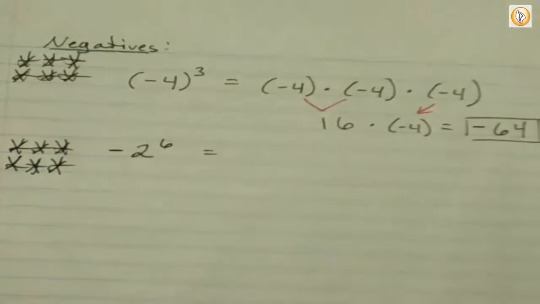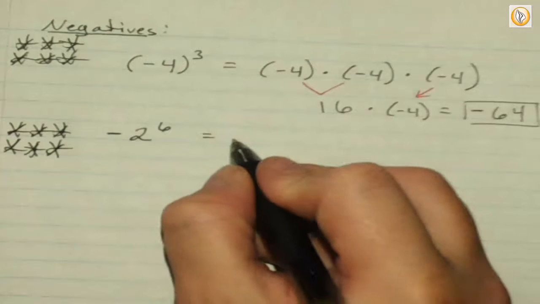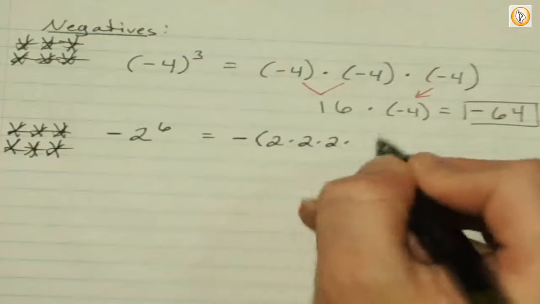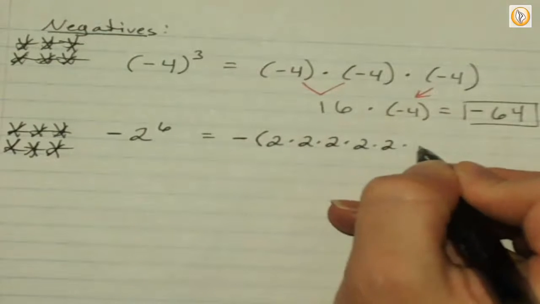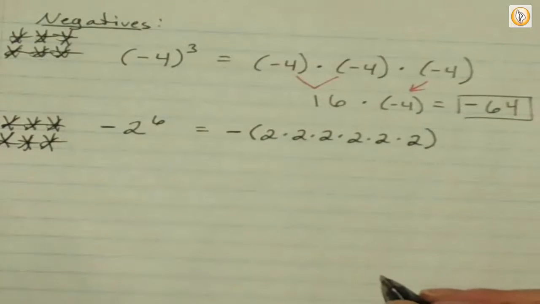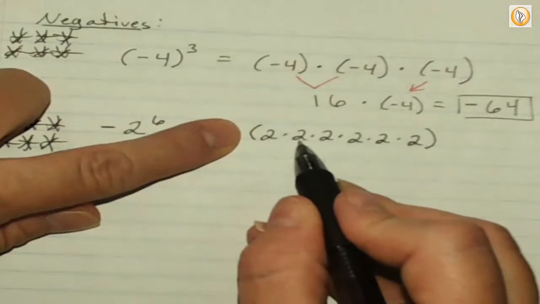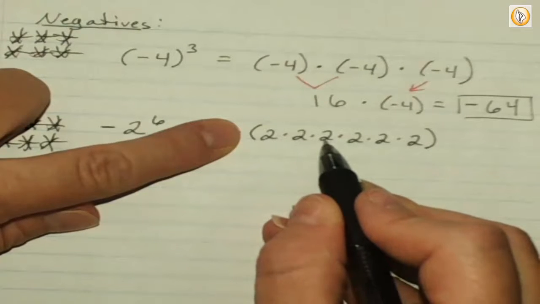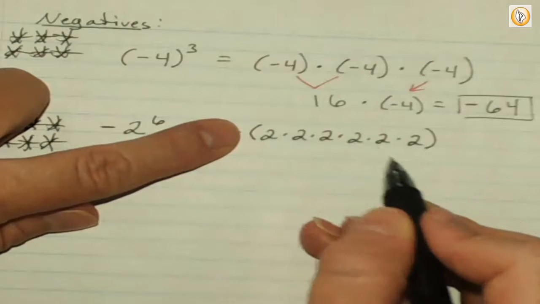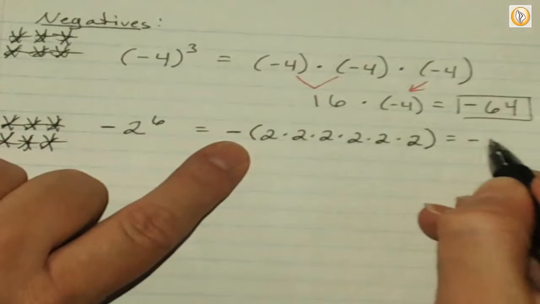Oh, no parentheses. Don't write anything. That would look like this: -2 to the 5th power. You would do 2 times 2 is 4. 4 times 2 is 8. 8 times 2 is 16, times 2 is 32, times 2. And the answer will always be negative.